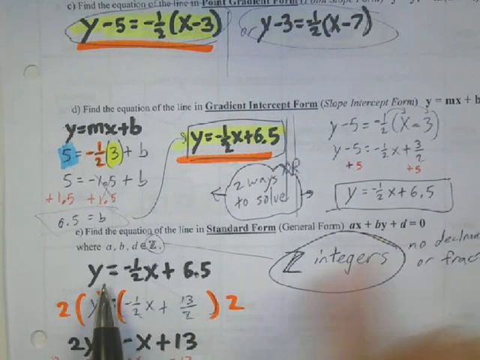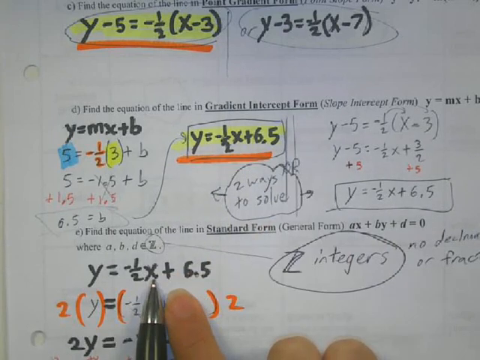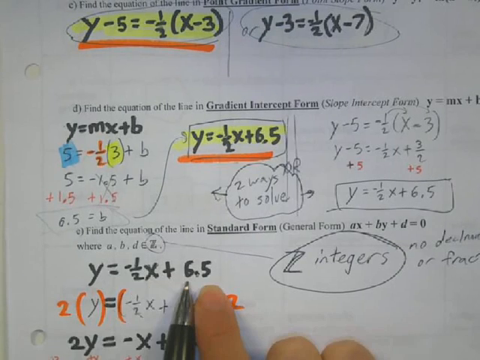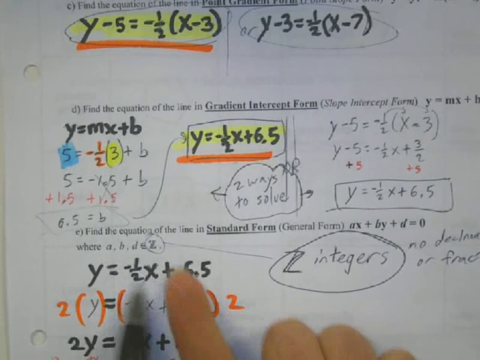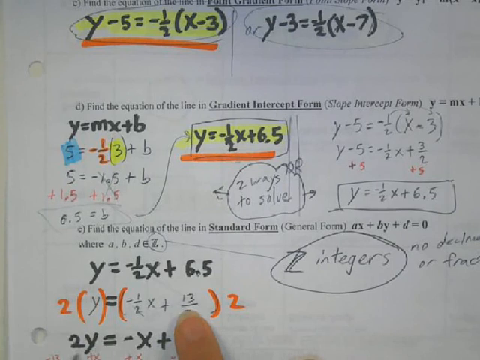So we've got this answer from part D, our gradient intercept form or slope intercept form, right? One of the things I can notice here is I've got a 1/2 and I've got 6.5. To turn these coefficients into integers, if I multiply both sides of the equation by 2, then I end up with 2 times y gives me 2y, 2 times negative 1/2 x gives me negative x, and 2 times 6.5 gives me 13. Okay, and now I just have one more step.